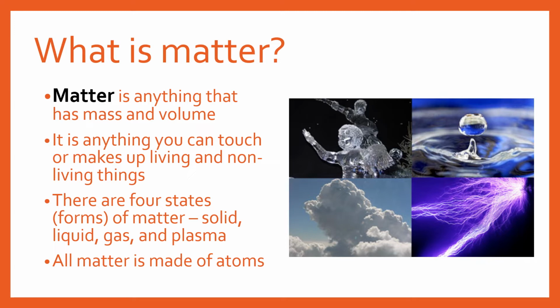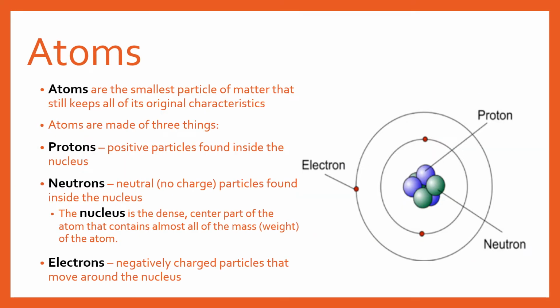The last one that you may not have heard of before is plasma. It's essentially a gas that's had electrons passed through it. Now, all of this matter is made of what we call atoms. So, what is an atom?